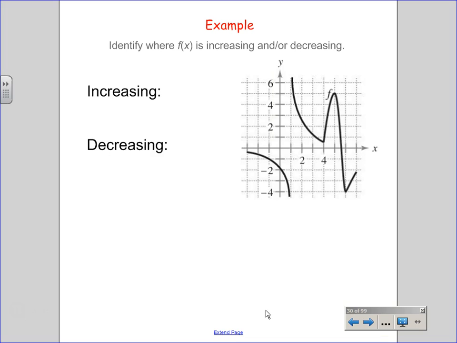Example 3.3 says increasing, decreasing. How do we know and what can we do with it? Section 3.3, if you want the short, sweet version. Increasing, decreasing. How do we know without a graph? And how do we use that information? So this is a pre-cal thing.